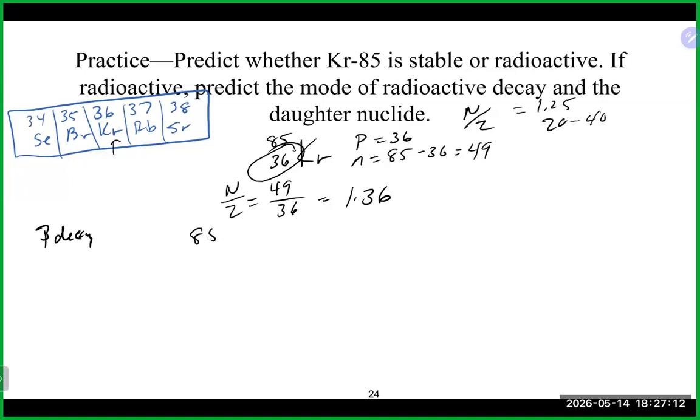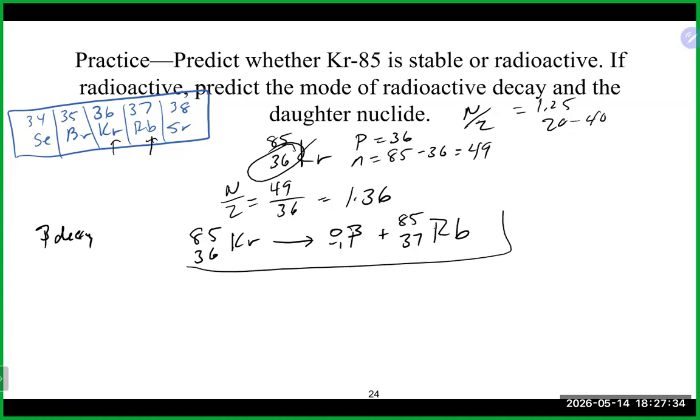So if we did that, we would have 85, 36 Krypton. It will do a beta decay. Remember that is -1, which means we actually need to go 1 up so that we end up with 36 there. So to 37. 37 is Rb. Up on top, 85 minus 0 is 85. So this is what we would expect to happen.